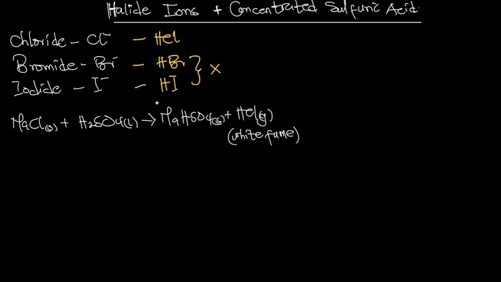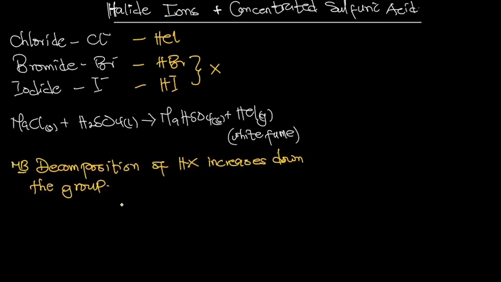What happens is that the decomposition of hydrogen halide increases down the group. Why is that so? Remember that as you go down the group, the bond length between the hydrogen and the halide increases. So HCl will have a shorter bond length compared to HBr, which would have a shorter bond length compared to HI.